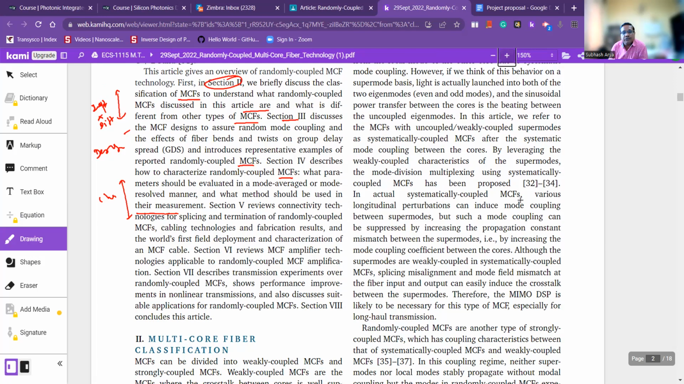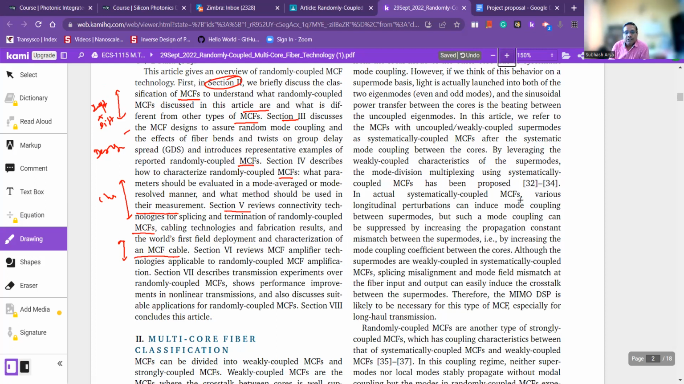Now, section 5 reviews connectivity technologies for splicing and termination of randomly coupled multi-core fibers. So section 5 is about how to couple, how to connect two fibers, capability, technology, fabrication results, and the world's first field deployment and characterization of multi-core fiber. Now, this is the commercial, experimental aspect covered in section 5.